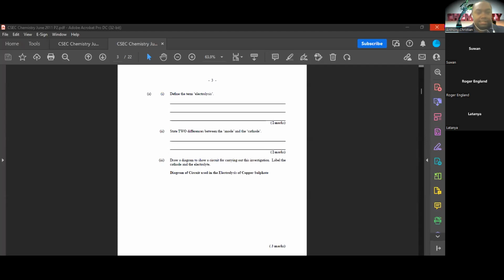Next one says state the difference between the anode and the cathode. Sir, the anode is a positively charged electrode, and the cathode is a negatively charged electrode, sir. All right. And the positive ions go to the cathode and the negative ions go to the anode. All right. There's one more difference that you can use. Anybody know that other difference?